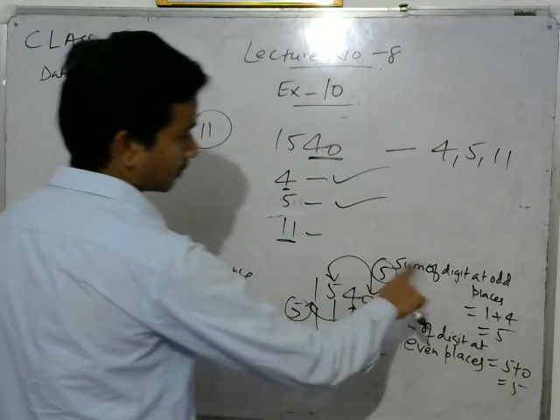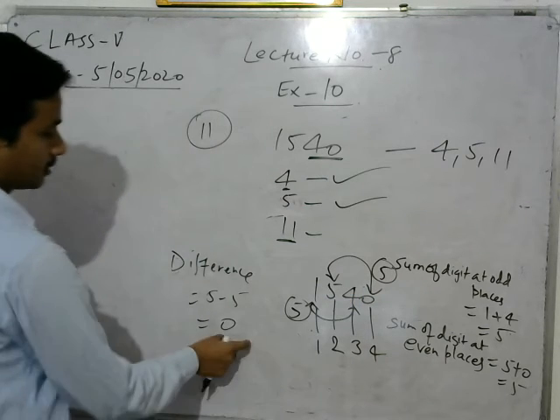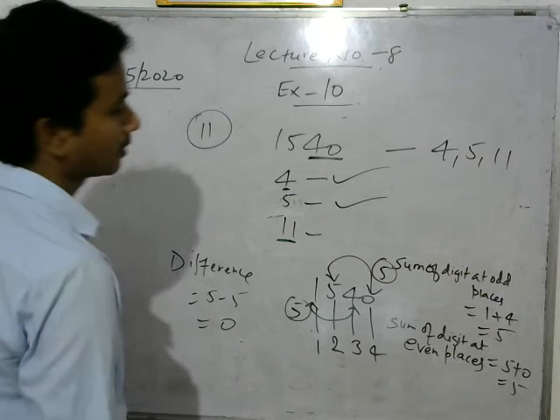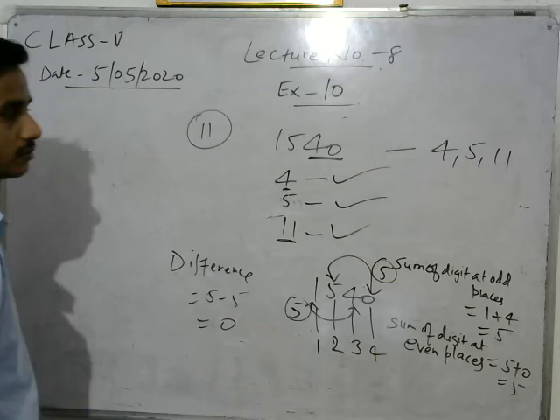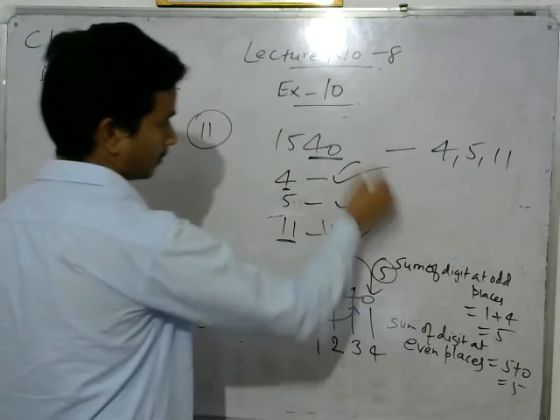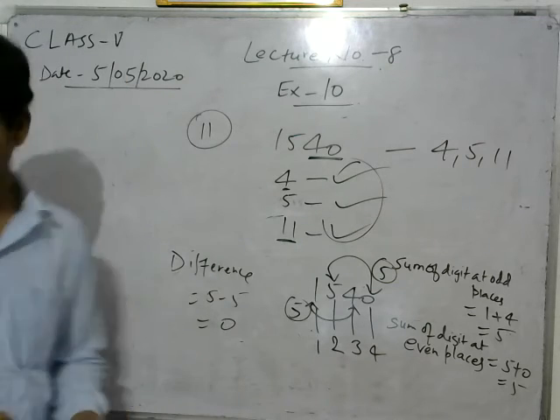So if the difference of the sum of the digits at odd places and even places is either 0 or a multiple of 11, then we can say that this number is divisible by 11 also. So this is divisible by all three of them.